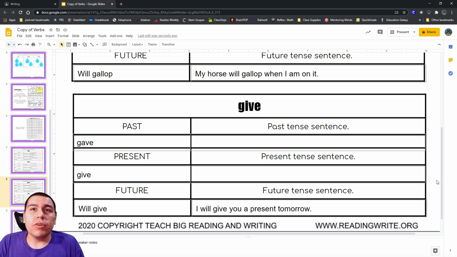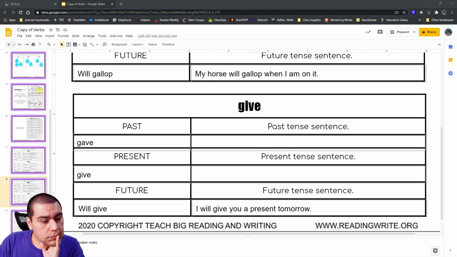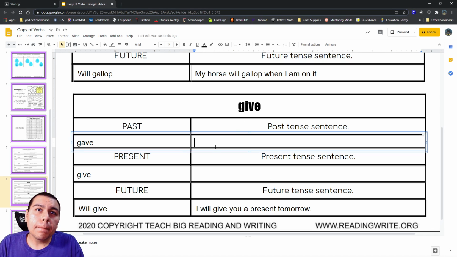Who can give me a present tense or a past tense sentence using either gave or give? Bailey? Did you call me? Mm-hmm. Oh, past. Okay, gave, past. I already gave you a pencil yesterday. Okay, I like that one. I already gave you a pencil yesterday.